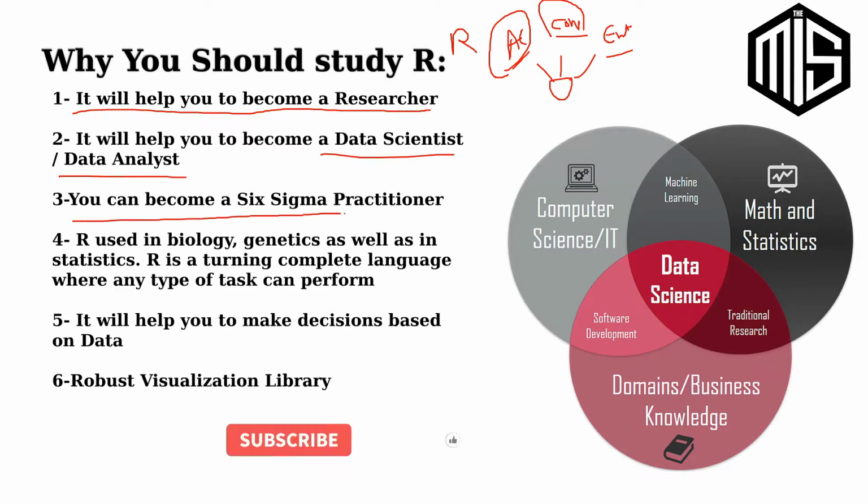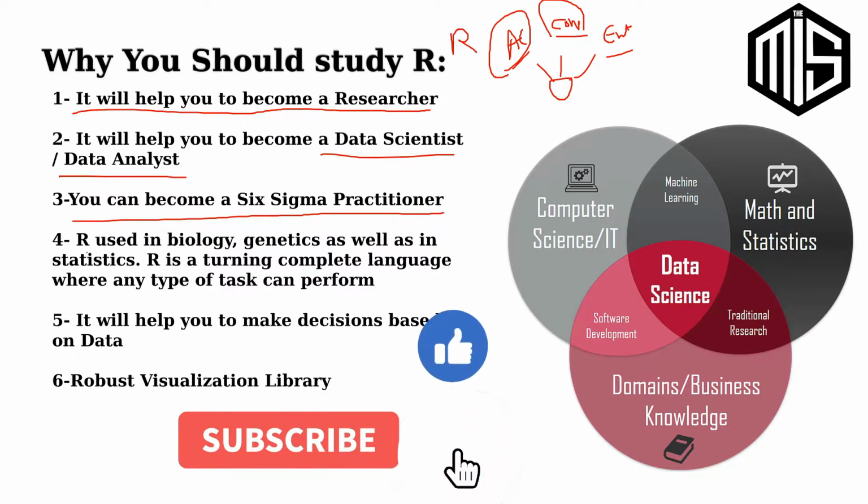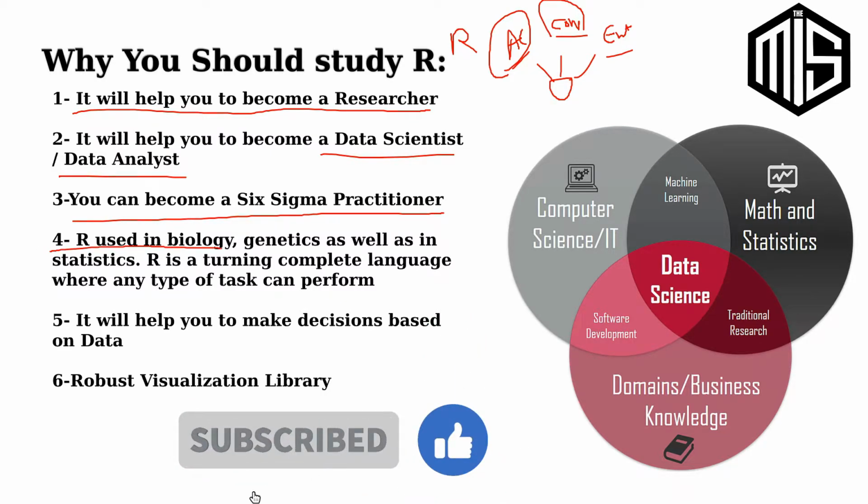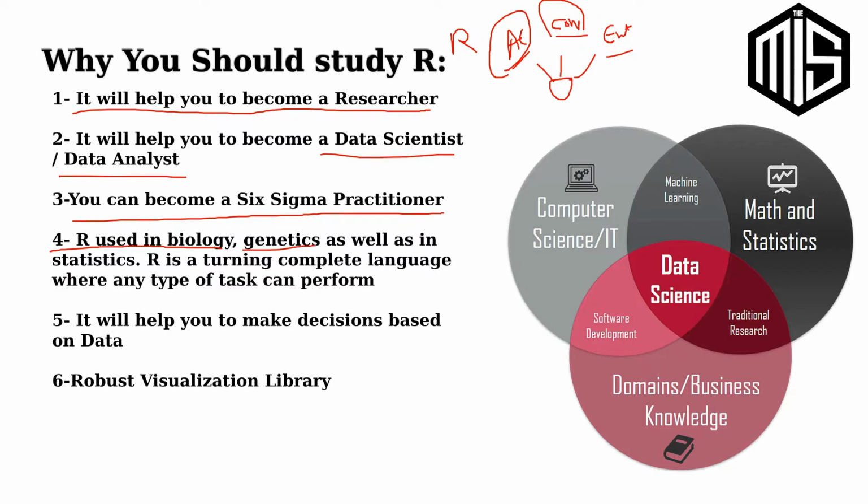And you can also become a Six Sigma practitioner, just like I told you. And R is used in every major field. It's used in biology and genetics and geospatial data and medical data, and manufacturing companies, retail companies, anywhere there is data, R is used. It will also help you make a decision based on data using statistics.